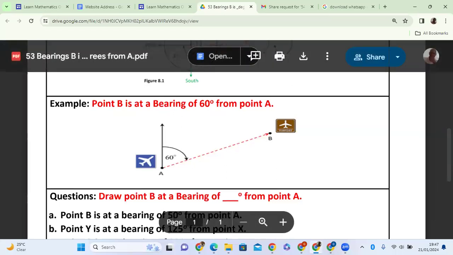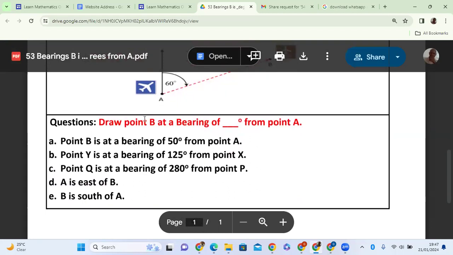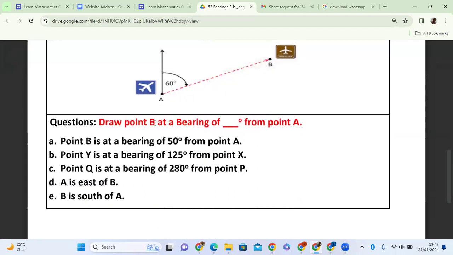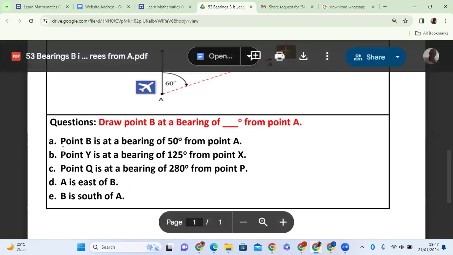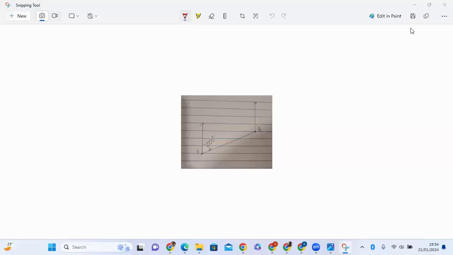Then we have some questions. Draw point B at a bearing of a given angle from point A. Point B is at a bearing of 50 degrees from point A. How can we draw that? So here we have the diagram representing a bearing of 50 degrees from point A to point B.